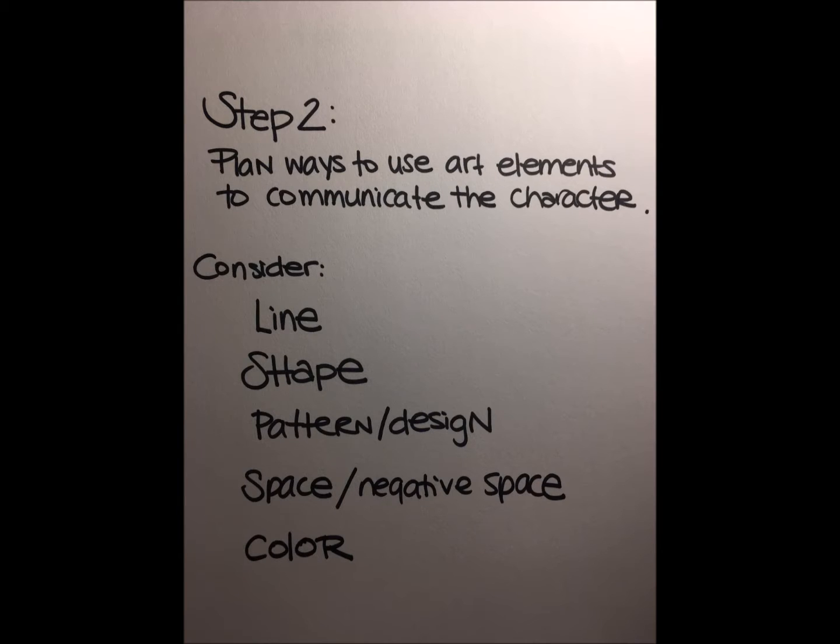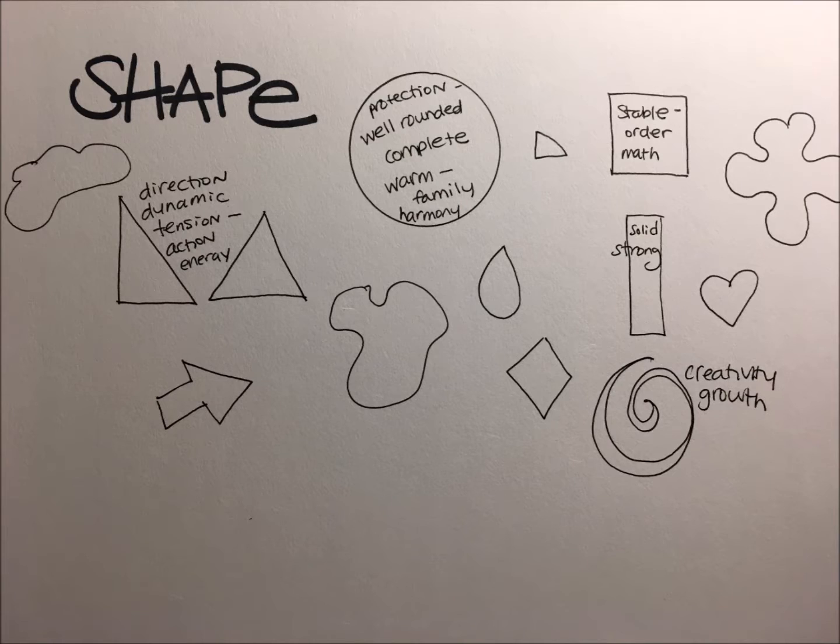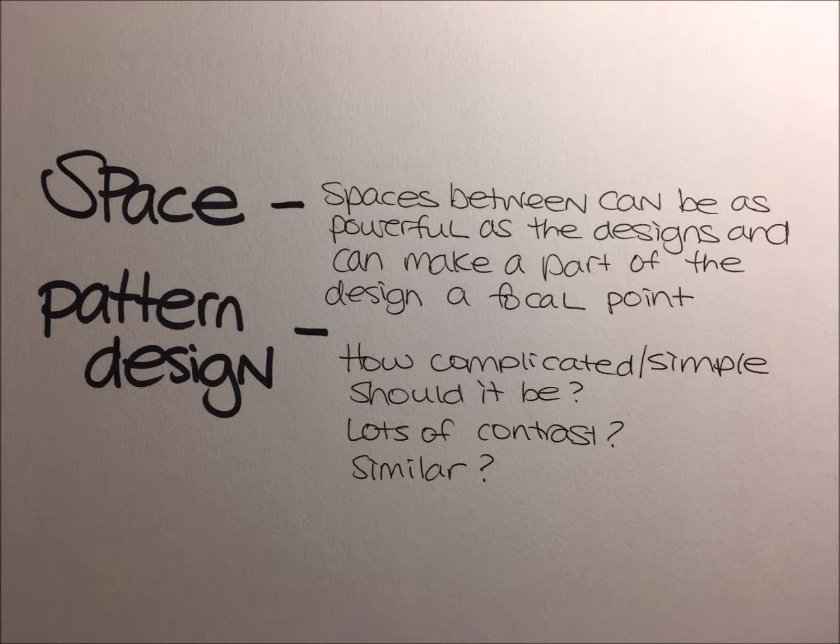Step 2, think about how you're going to use art elements to support what you're trying to get across. What kinds of lines would best communicate your meaning? What shapes have the best association with what you're trying to say? How will you use negative space to draw attention to your focal point?